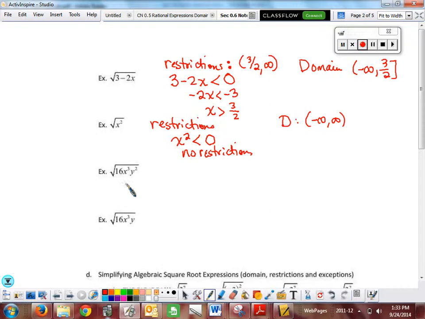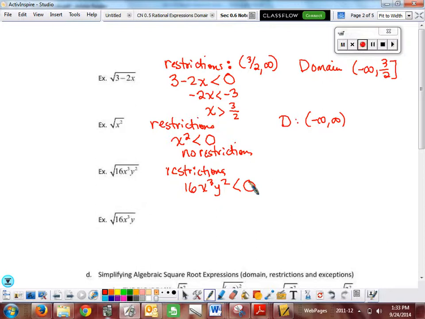I have two variables in there, an x and a y. All right, so let's look at our restrictions. Our radicand is now 16x cubed y squared. And whenever that radicand is negative, I'm going to have a problem. Now, can somebody tell me if I can reduce this down a little bit? What do I know about 16? Well, it's 4 squared, but it's always positive, right?